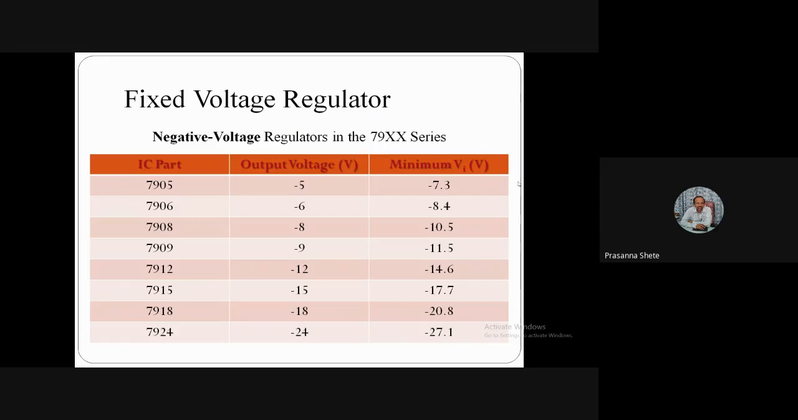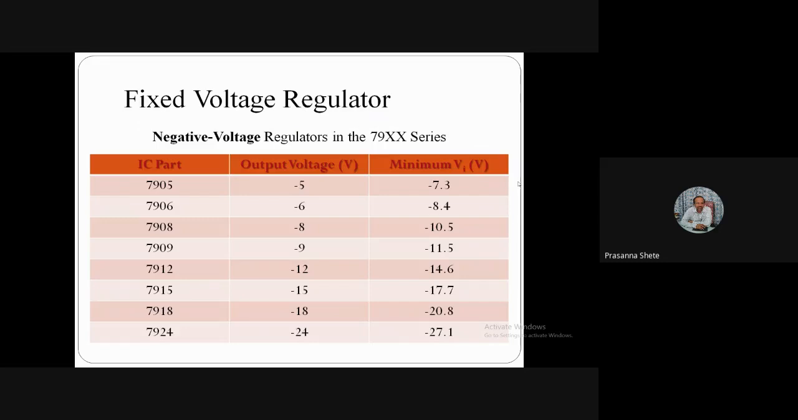Of course, the input will be greater than 5, that is minus 7.3 volts. Because output is minus 5, the input will be greater than the output, and it will be minus 7.3 volts. Similarly, if you see at the end 7924, the output is minus 24, and the input for that particular IC will be minus 27.1 volts.